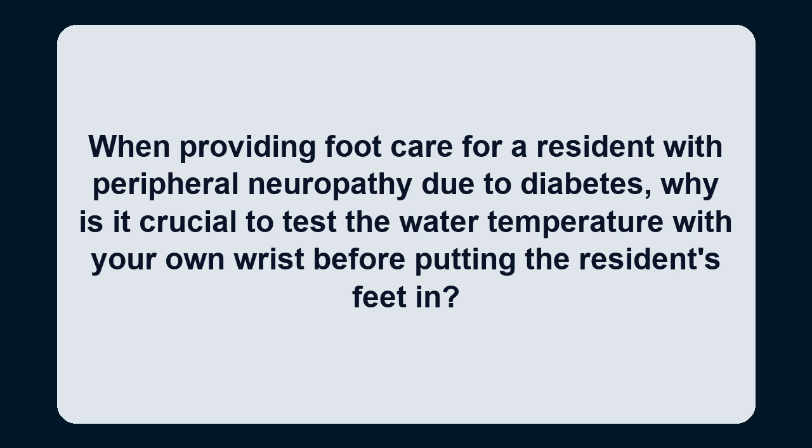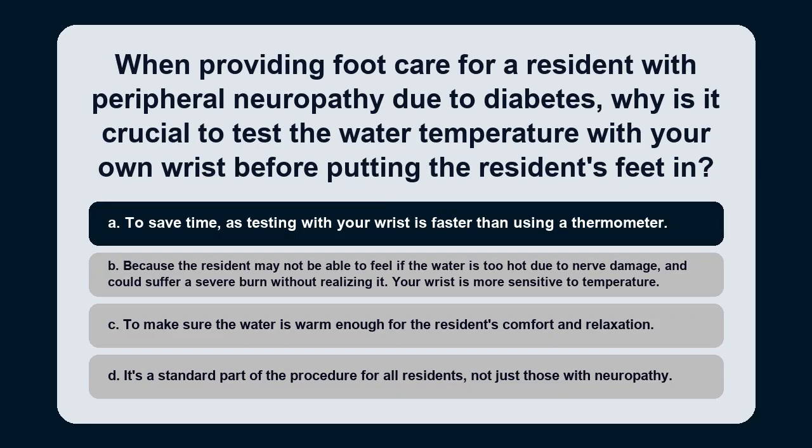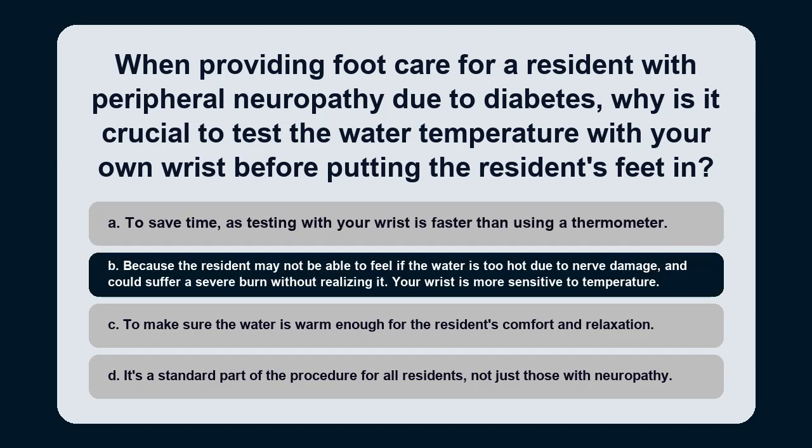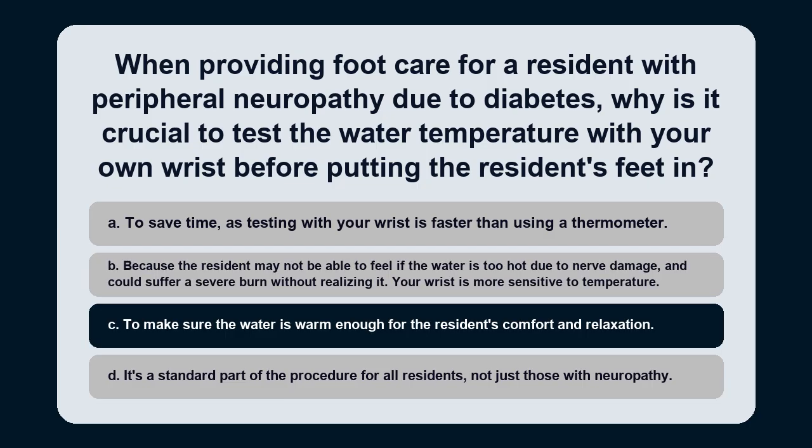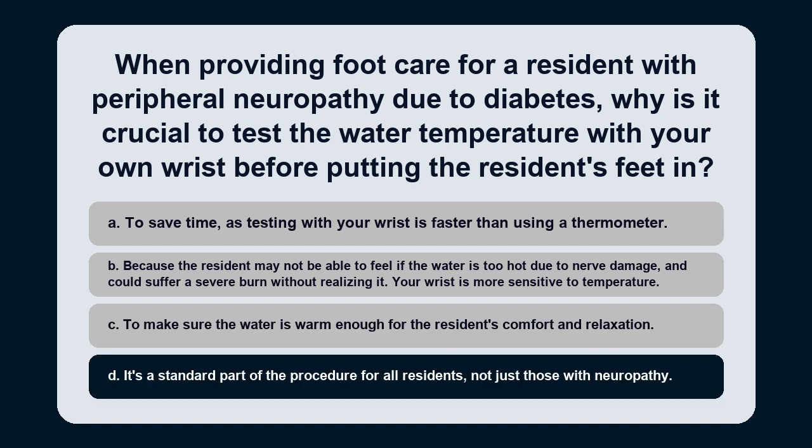Question 3. When providing foot care for a resident with peripheral neuropathy due to diabetes, why is it crucial to test the water temperature with your own wrist before putting the resident's feet in? Option A. To save time, as testing with your wrist is faster than using a thermometer. Option B. Because the resident may not be able to feel if the water is too hot due to nerve damage and could suffer a severe burn without realizing it. Your wrist is more sensitive to temperature. Option C. To make sure the water is warm enough for the resident's comfort and relaxation. Option D. It's a standard part of the procedure for all residents, not just those with neuropathy.